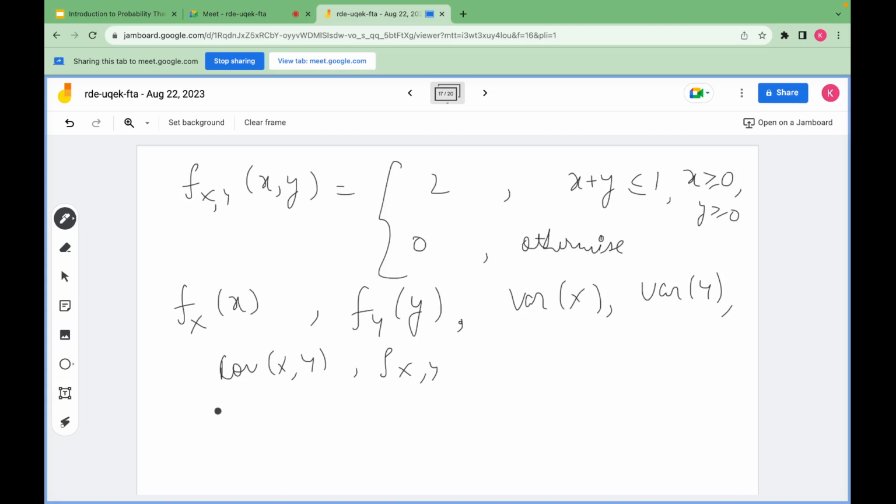So f of x will be the joint probability function integrated over the whole of y from minus infinity to infinity. Here y can go at most from 0 to 1, and for 0 to 1 the joint function is going to be 2.